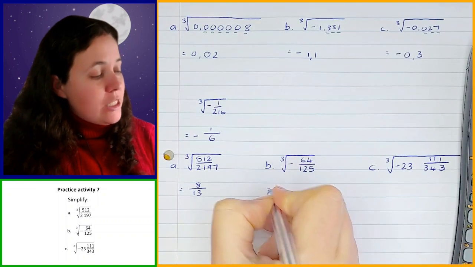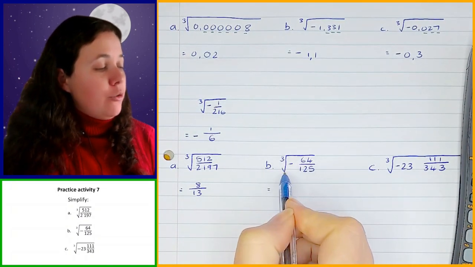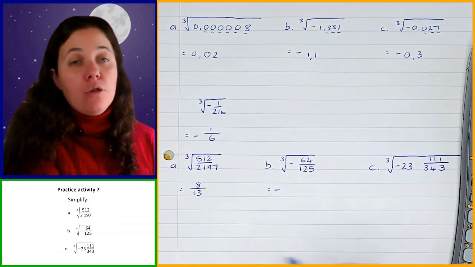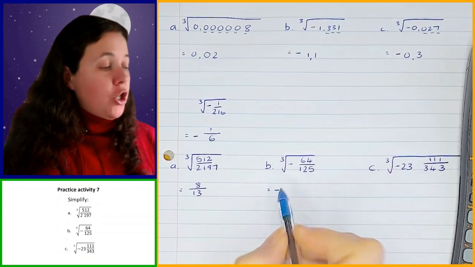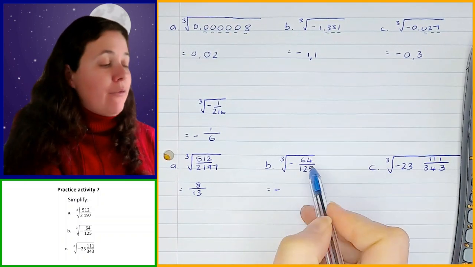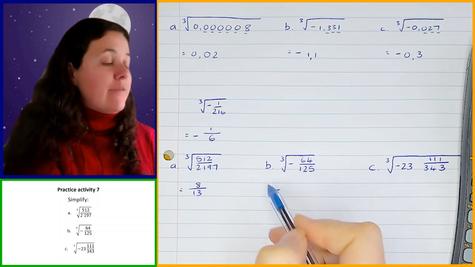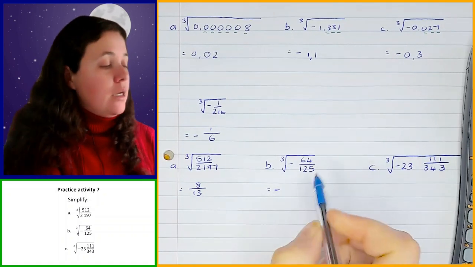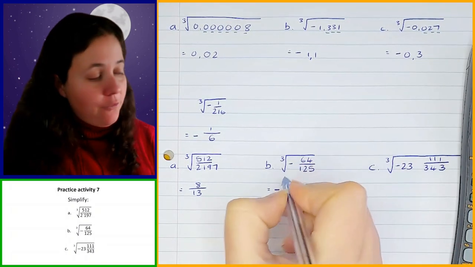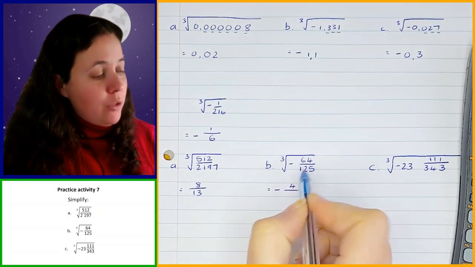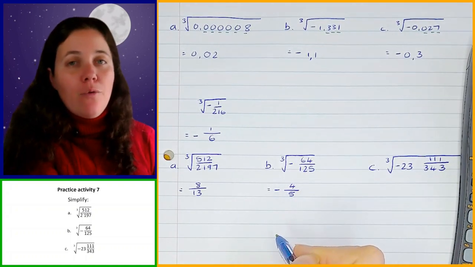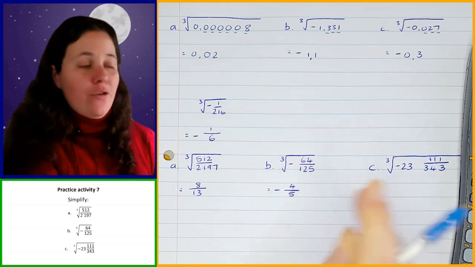Right, then question B, we had the cube root of negative 64 over 125. Again, that gives us a negative answer, because when we cube a negative number, we end up with a negative answer. So if we're cube rooting a negative number, we had to have started with a negative number first. Now if I cube root the 64, that gives me 4. And then if I cube root 125, that gives me 5. So the cube root of negative 64 over 125 is negative 4 over 5.